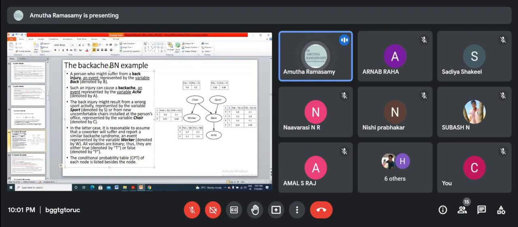And the back injury might result from a wrong sport activity, so from the wrong sport activity the back problem might evolve. Or from a new uncomfortable chair installed in the office. So because of the chair you can also have a back problem. Either by a sport activity or the chair, because these are the specified variables now.